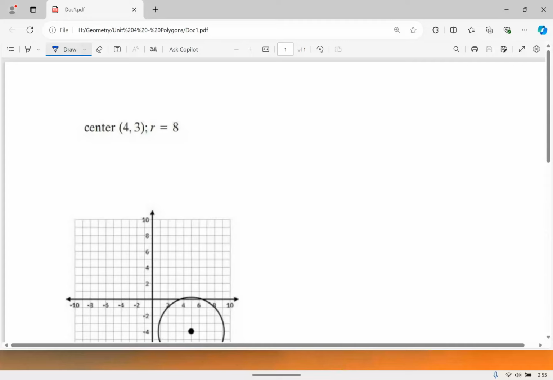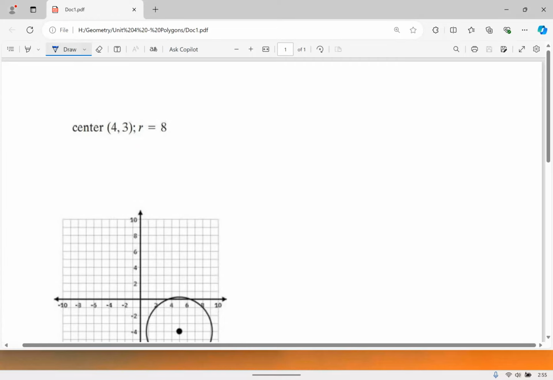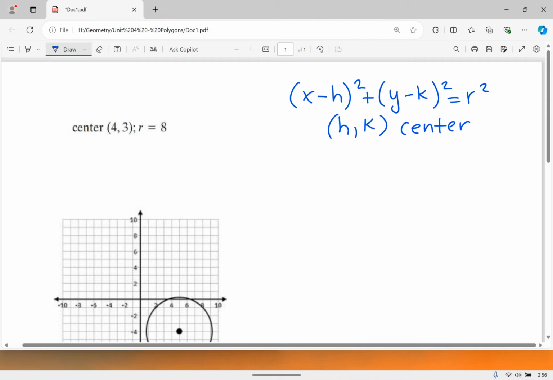All right, in this little mini lesson, I'm going to review what we talked about when we were writing equations of a circle. So just a little recap. Remember, when we write an equation of a circle, we will be using the equation that looks like this. Remember, h and k are the center. Keep in mind that we need to switch the signs when we have the equation.